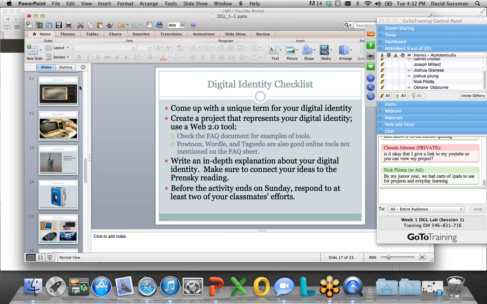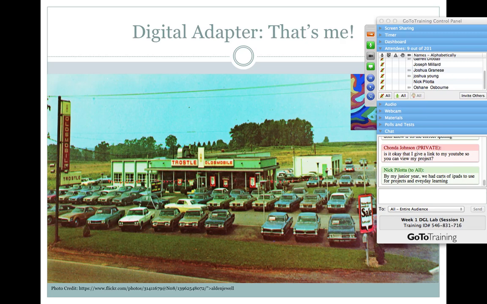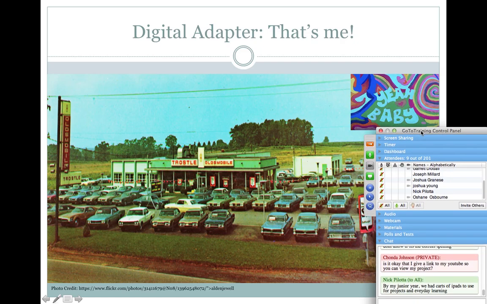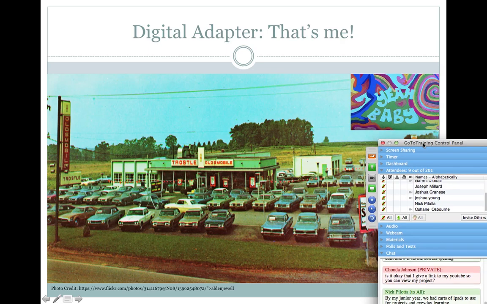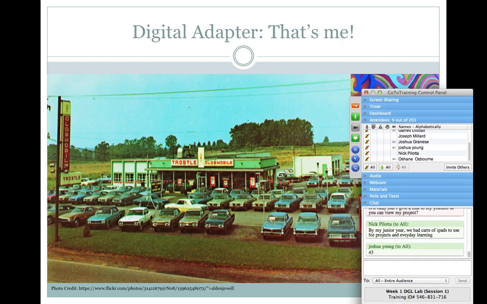Okay, so what I thought I'd do is explain my digital identity. I don't have an actual project up, so I thought I would just explain it in this go-to session. And I like to call myself a digital adapter. And what I have here is a picture from the 1970s, because I was born in 1971. And if I do the math real quickly, let's see, 1971, 2014, that means I'm 25.